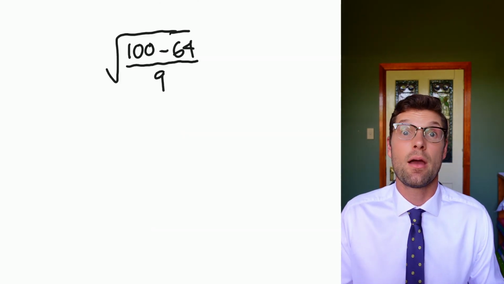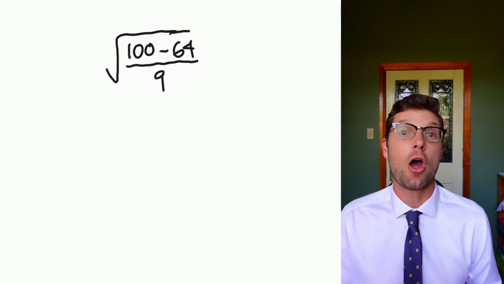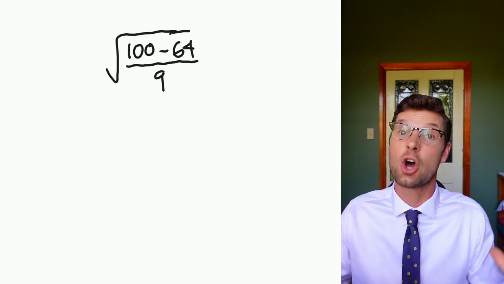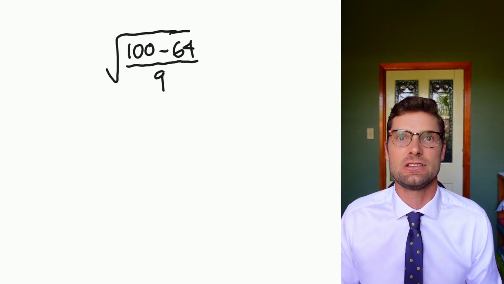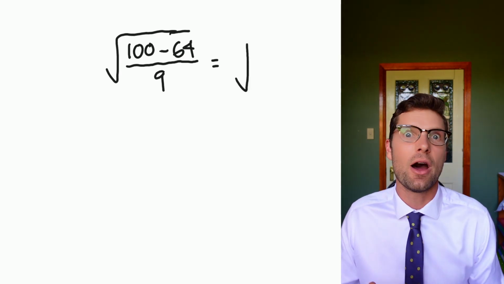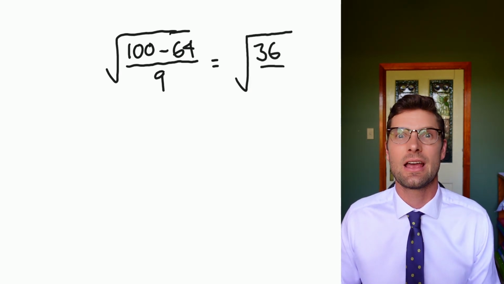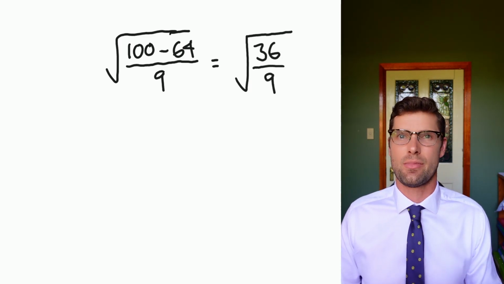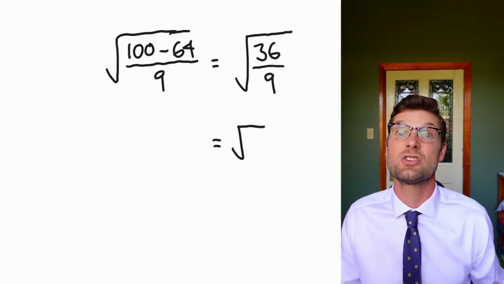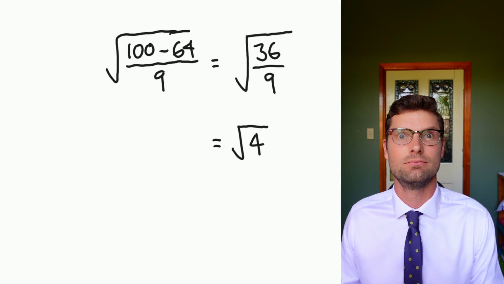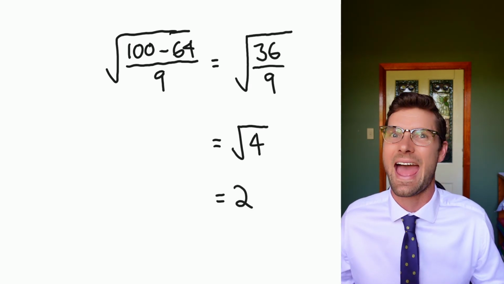So then for this one, because everything's under the square root, I've got to do that bracket, the entire thing, as my first step. So 100 minus 64 is 36, but that's divided by 9. So that means that 36 divided by 9 is equal to 4. So I'm left with the square root of 4. Square root of 4 is equal to 2, and then you're done.